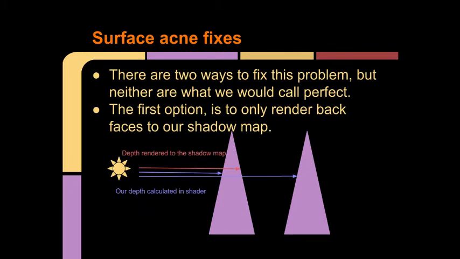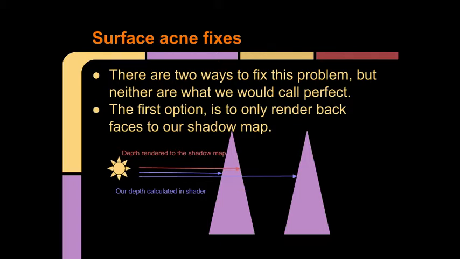There are two typically accepted solutions for this shadow acne problem, neither of which are perfect. The first option is to render only the back faces of meshes to our shadow map. Doing this will fix the self-shadowing problem, as the back face of a mesh will always be deeper than the front face, while the back face depth should still be smaller than the depth of any objects that would be in shadow. This is the solution I would suggest if it will work for you.